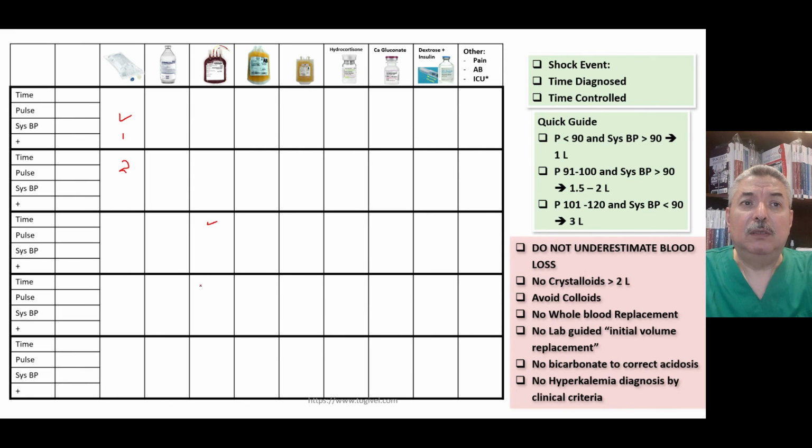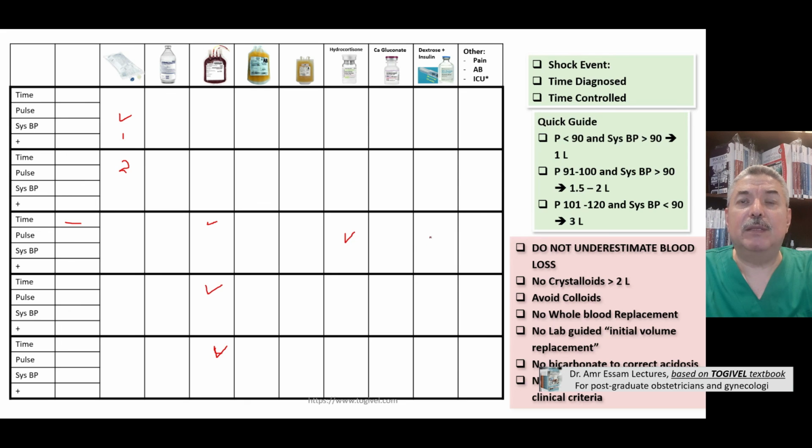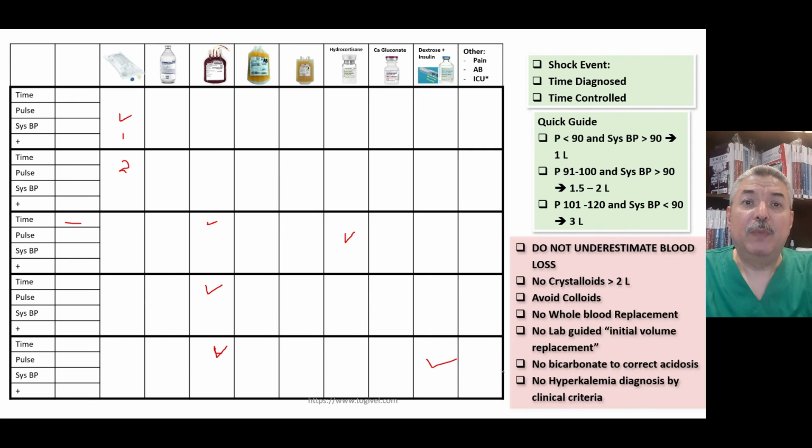I gave 1, I started at this certain time, and then another one, and then another one, and then later on down the card you can put when did you give fresh frozen plasma. Maybe I gave steroids here, maybe calcium gluconate I did not need except at this time, and if I need to go to ICU I'll put it here. So this is the card I wanted you to have, so you know whatever thing you are giving at what time. You have to write here the shock event.